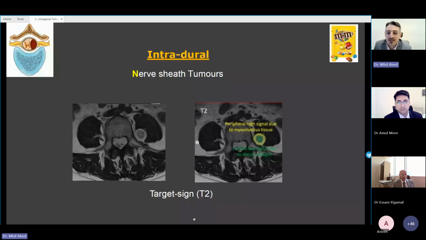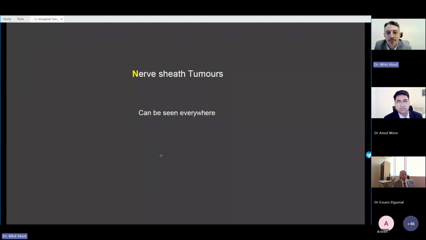The T2 target sign is a sign which is sometimes seen in the neurofibroma, but it's not specific at all. This is a lesion with central hypointensity and surrounding hyperintensity. It's a target sign, commonly seen with the neurofibroma, but non-specific.